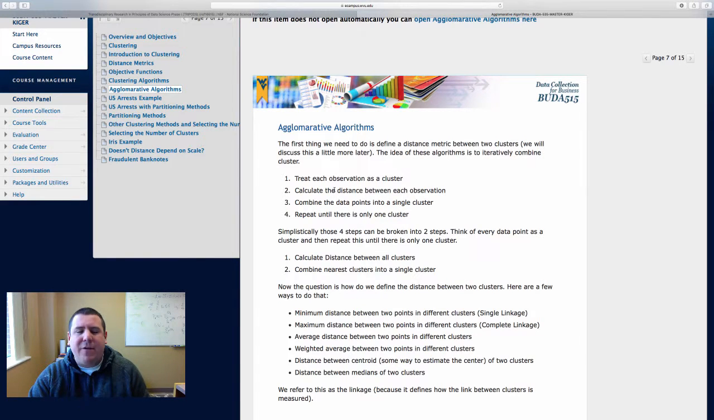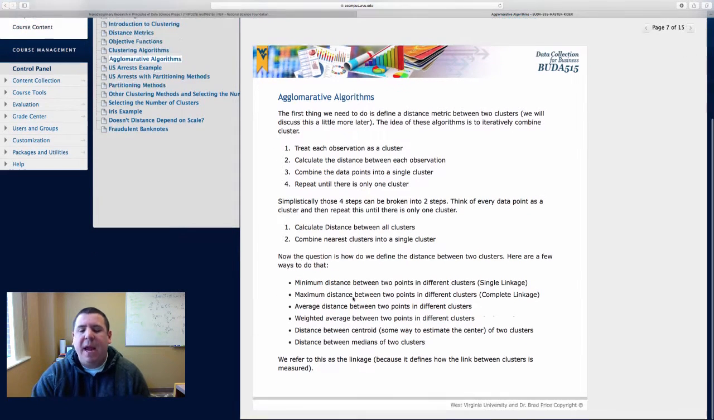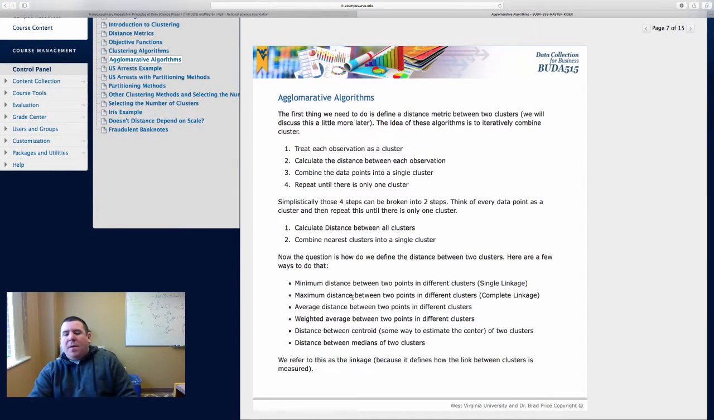You've got to sit back and say, okay, simplistically, these 4 steps can be broken into 2. Think of every data point as a cluster and repeat this until there's only one cluster. Calculate distance between all clusters, combine nearest clusters into a single cluster. Now, the big question, the third piece we add in ag algorithms, is how do we define distance between two clusters? And here's a few ways to do that.